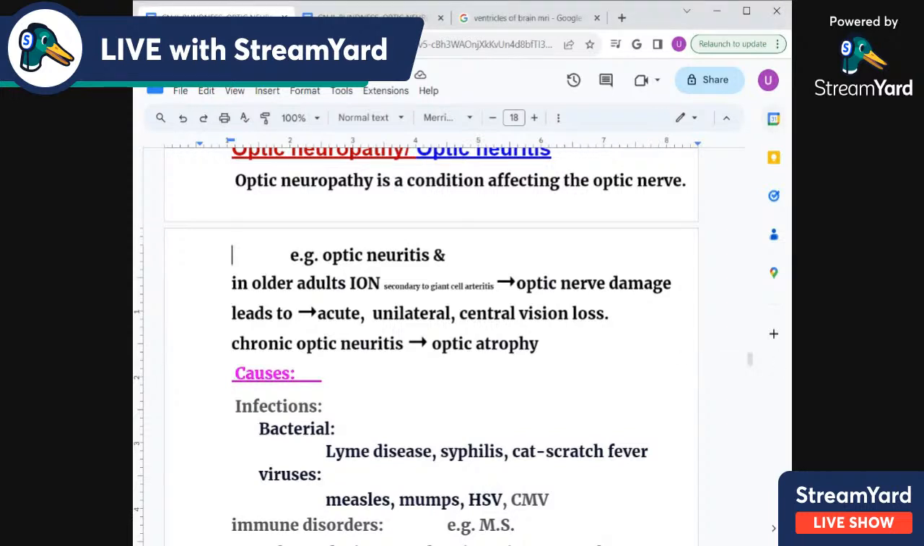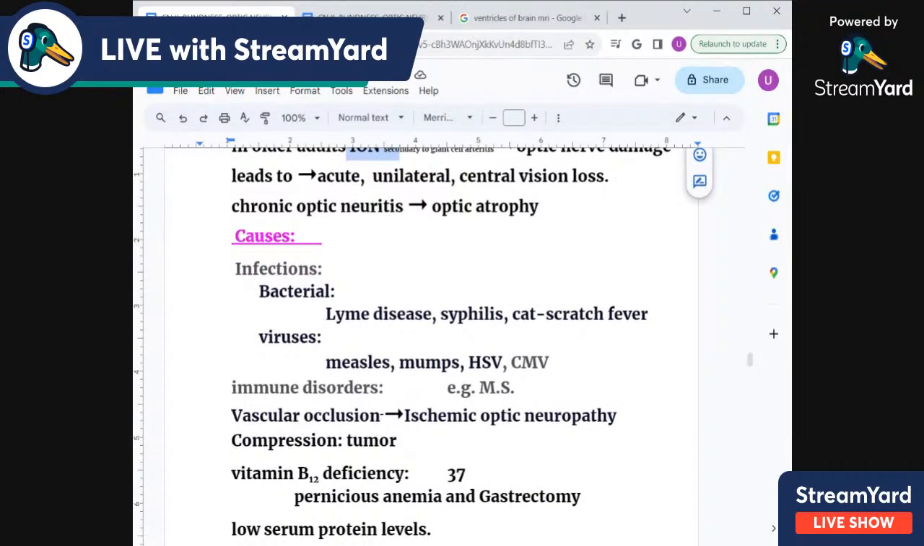The most common cause of optic neuropathy is ION, ischemic optic neuropathy. And causes of optic neuritis are infections, bacterial: Lyme disease, syphilis, and cat scratch fever.